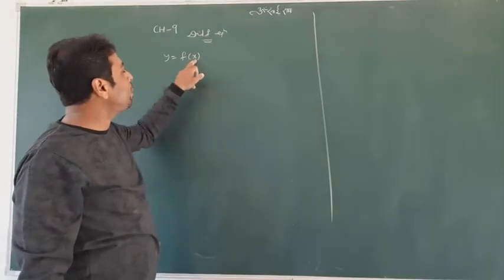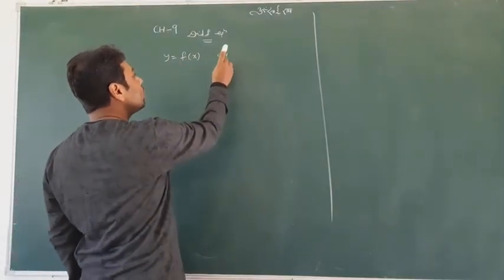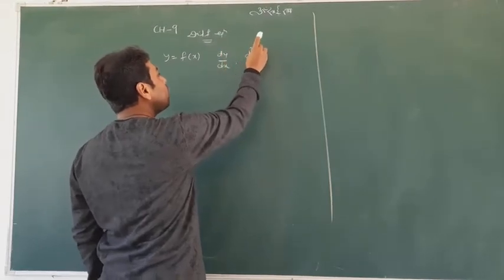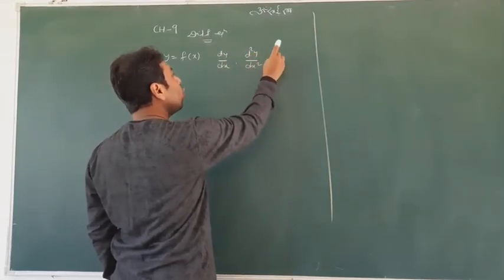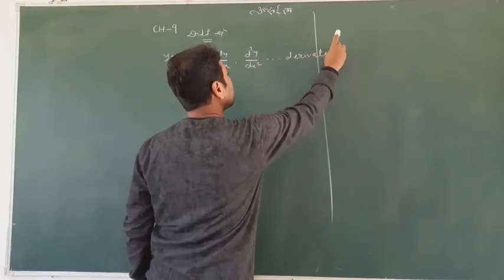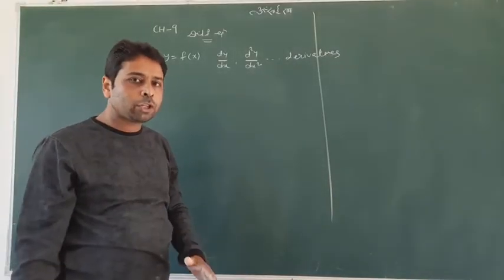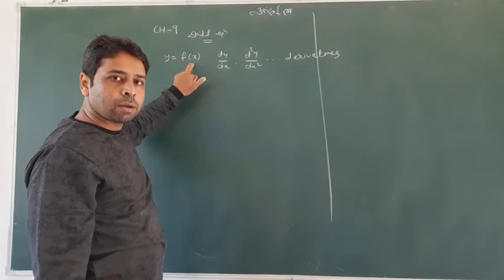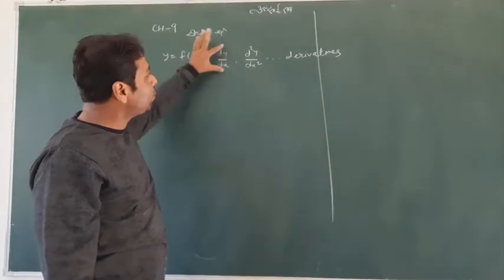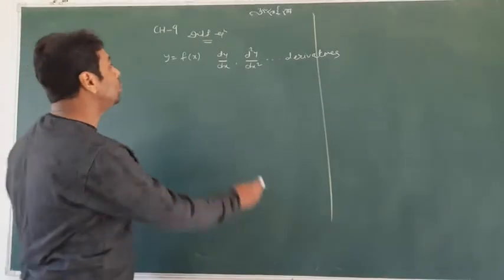One is called the independent variable, one is called the dependent variable, and one more thing, they are called the derivatives. So let me say, such an equation in which x, y and one derivative or more than one derivative must be included is called a differential equation.